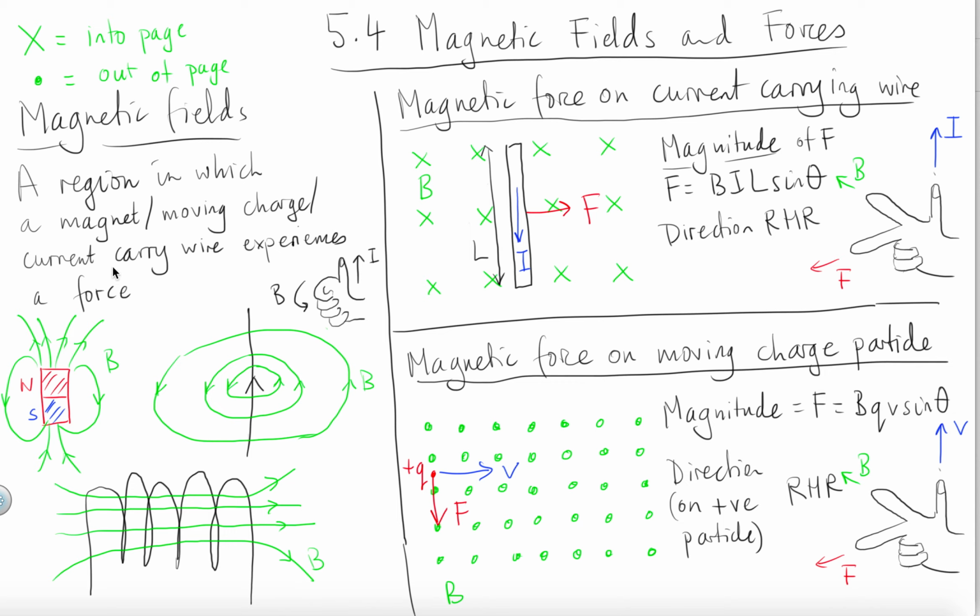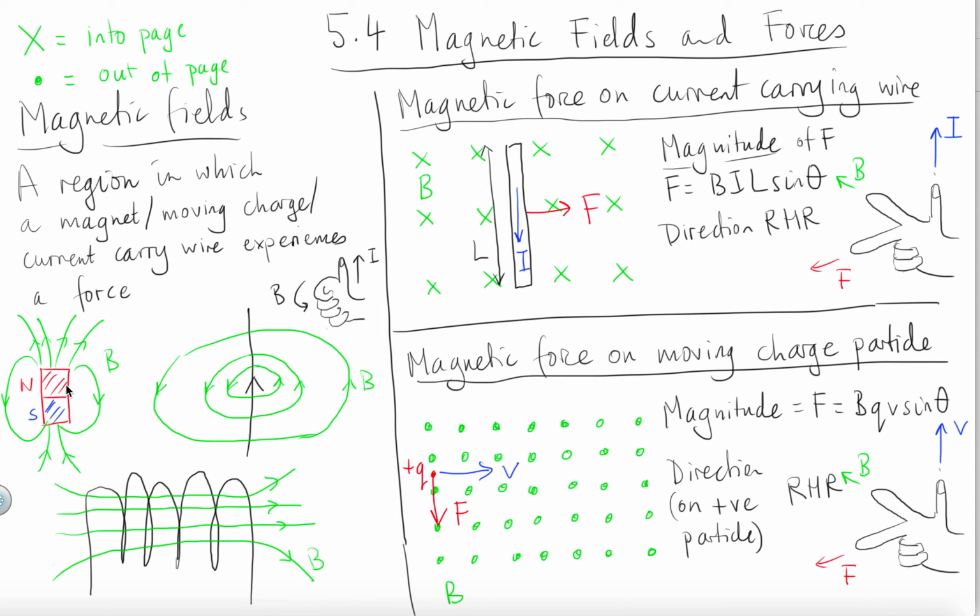First off, what is a magnetic field? Well, one can define it, or not really a definition, but we can say it's a region in which a magnet or a moving charge or a current carrying wire experiences a force. And here are some examples of what magnetic fields can look like.